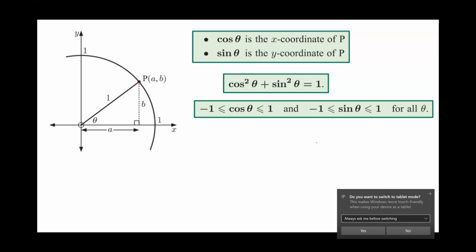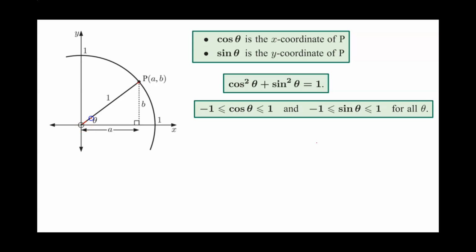It's good to do things in a right angle triangle. So I'm just going to highlight the right angle triangle. Because the hypotenuse is 1, from SOHCAHTOA, I know that sin θ is b over 1, which is b. cos θ is a over 1, which is a.